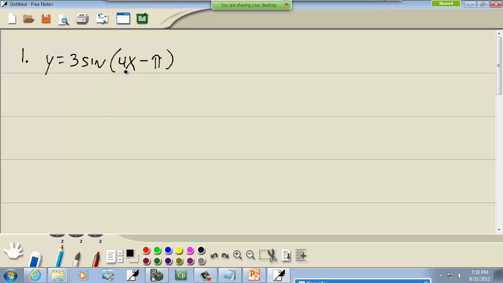Whenever you have a number inside with the x, it shifts left or right. It's opposite of what you think. But before you do that, you have to factor out the numbers in front of your x. So first step is we're going to factor out the 4.